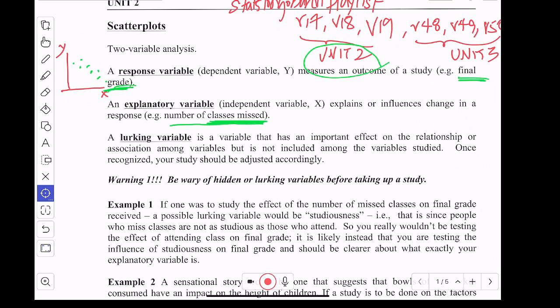Okay, a lurking variable is a variable that has an important effect on the relationship or association among variables, but is not included among the variables studied. So what you would want to do is dig a little more, look for other data, or investigate to find out what's really behind the effect that you're seeing. So if you just see a graph like this, without knowing anything more, all you can say is X is associated with Y, but you can't imply that there's a causal effect.